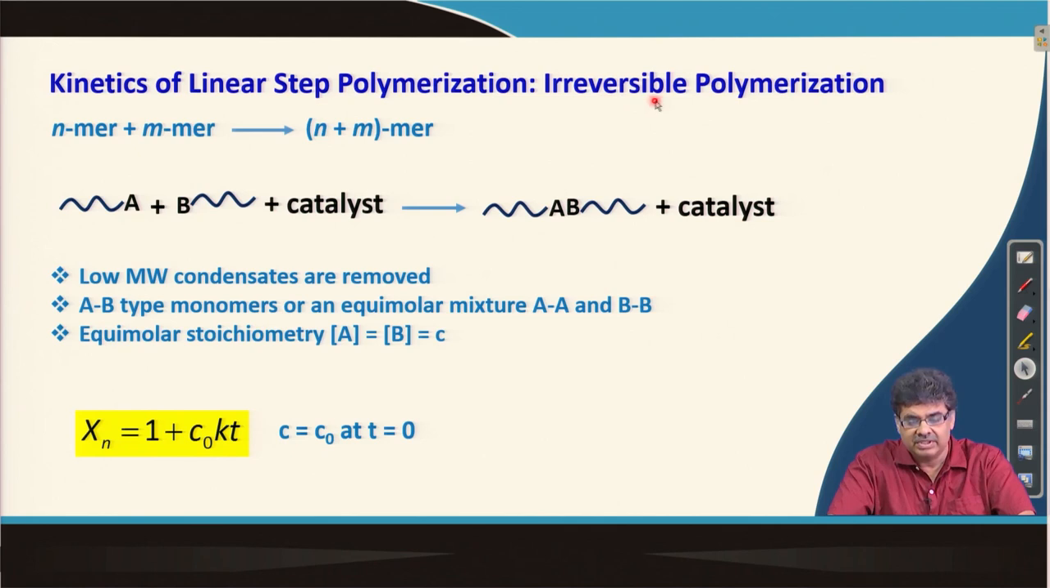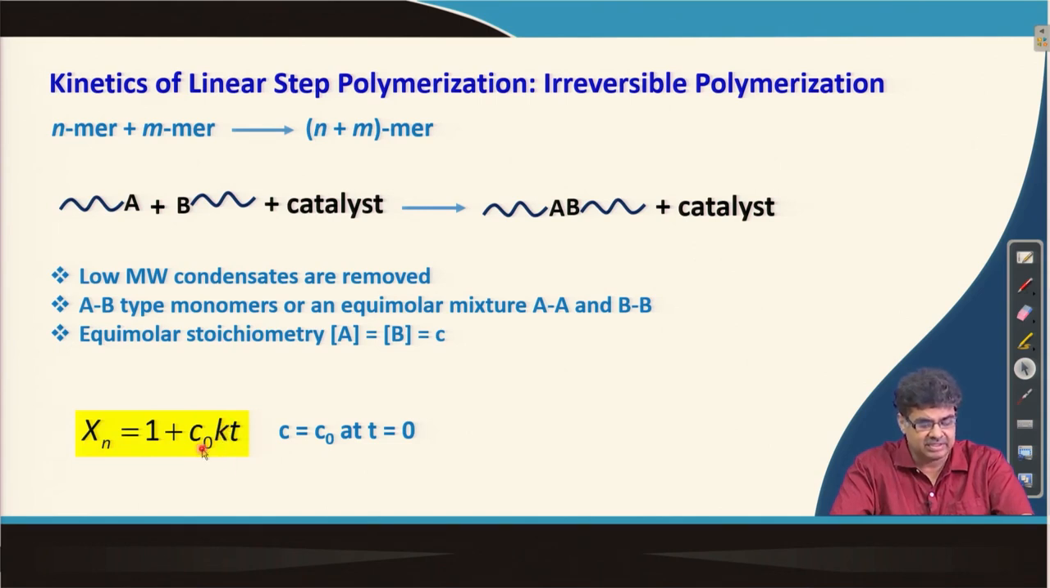We actually discussed irreversible polymerization, which means that in this reaction, whatever small molecular condensate comes out, we were able to remove the condensate completely out of the system. So, the low molecular condensate was removed completely. And for the simplest case, we considered an AB type monomer or an equimolar mixture of AB and BB, so that concentration A equals concentration B, and we considered that as C, and we found that the degree of polymerization was equal to 1 plus C naught kt.